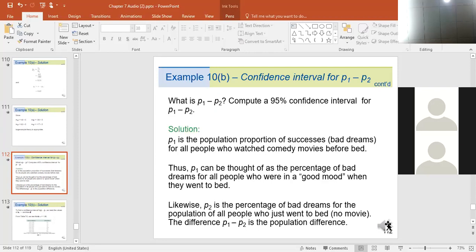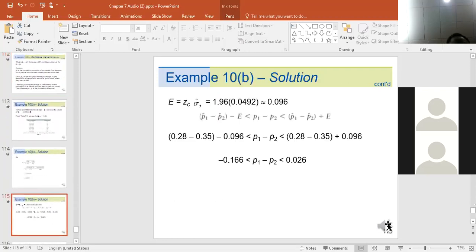Good. Can you just give yourself 1 minute to check if we got the right answer? What do you have? Anybody has this answer? 2 proportion Z interval. Is this interval positive or negative? Is it positive or negative?